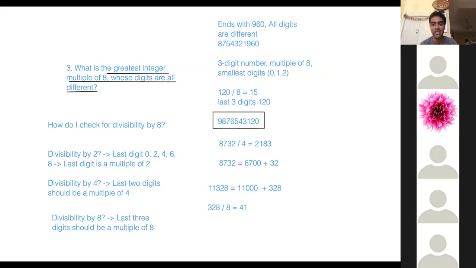And then you can compare and see if this is bigger than the first number we tried, right? 8754321960. This starts with 987, but it's the same number of digits, right? So this is clearly larger. I can't go any larger than this, right? I've used all the digits possible, and I'm using 0, 1, 2 at the end. The only number bigger could be like 210 at the end instead of 120, but that wouldn't be a multiple of 8. Does this make sense?